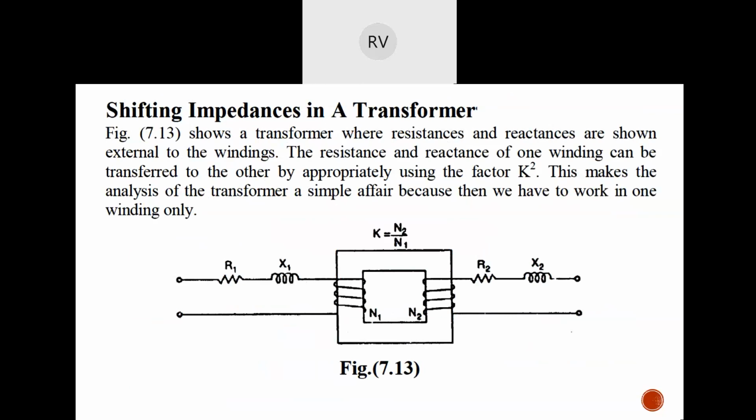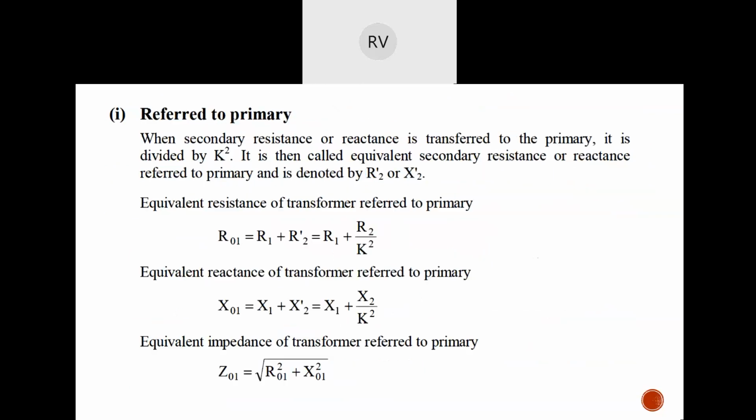Next, shifting of impedances in a transformer. Here is the normal transformer in this diagram, whatever you are seeing. Now we are going to try to shift the transformer impedances from one side to the other side. So the first thing we are going to do is refer to the primary, that is, whatever the secondary resistances or reactances are, they are transferred to the primary, and then we are going to see how this will be if you are referring the total resistances to the primary.